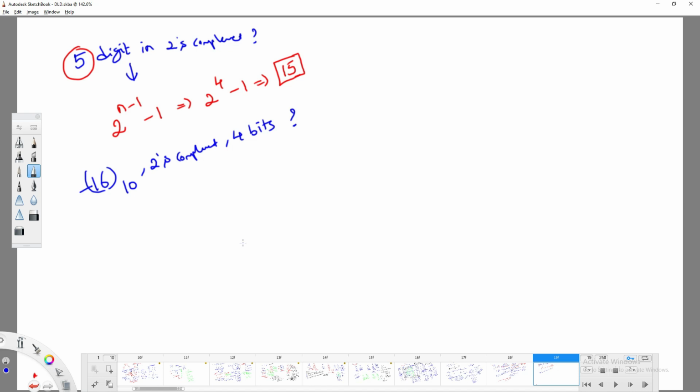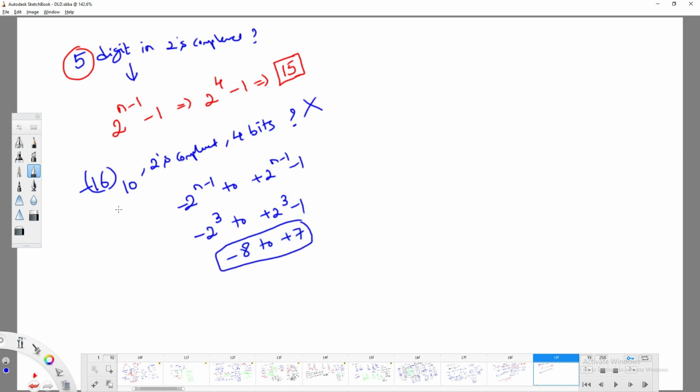Minus 16. Is it possible to fit minus 16 base 10 in 2's complement representation of 4-bit representation? The simple thing is it is not possible. If you observe the formula, minus 2 power n minus 1 to plus 2 power n minus 1 minus 1, and you substitute the value of 4, you get minus 2 cube to plus 2 cube minus 1, meaning that minus 8 to plus 7 I can place. But they have given minus 16, so it is not possible to fit this value.